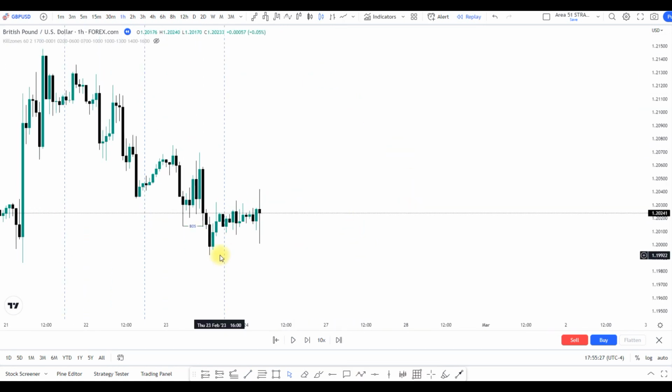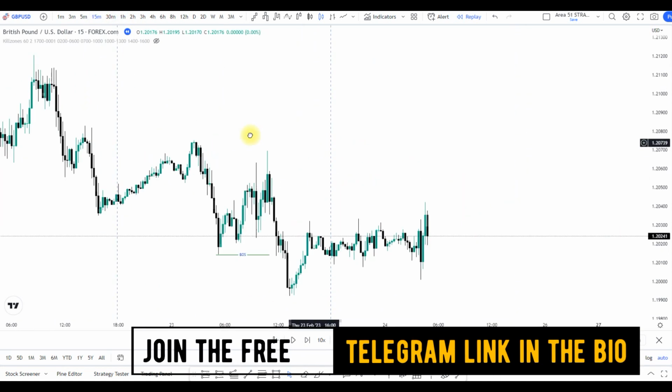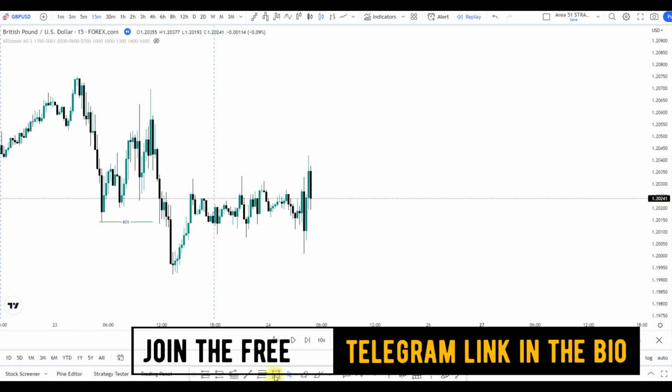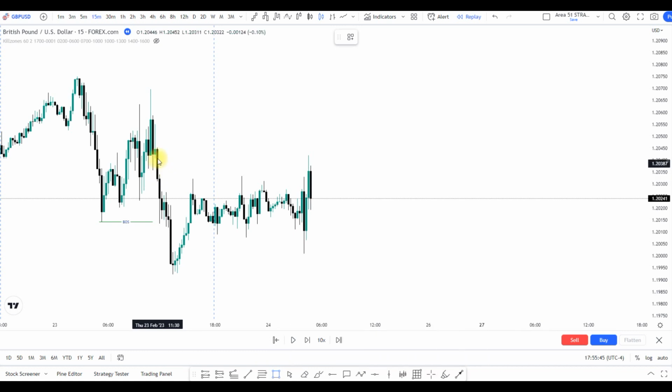Once I marked my recent break of structure, I went to the 15-minute time frame. I marked the order block here, or this supply here, because there is a lot of imbalance between this candle and then this candle here. So there's a lot of imbalance going on. So I marked this entire area here.